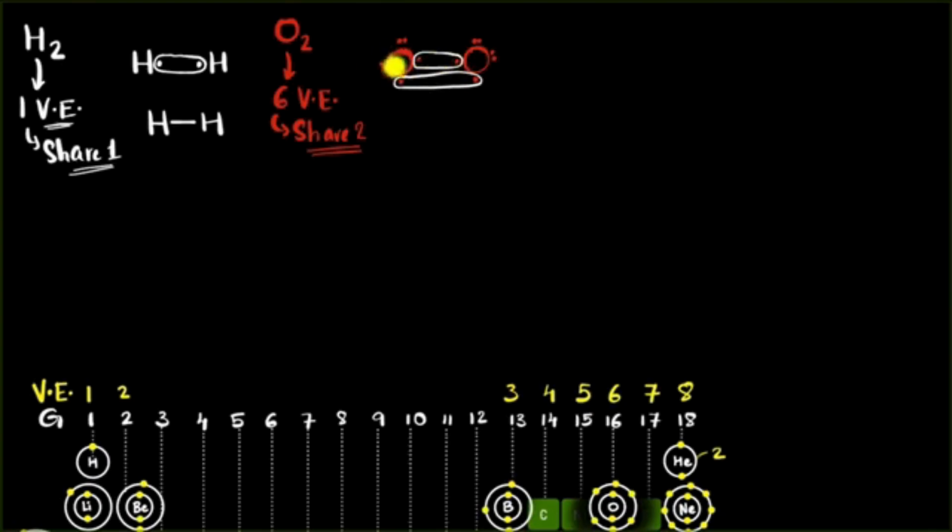Because of this covalent bond, you can count the number of electrons each oxygen has access to now. If you look at this oxygen, it has 1, 2, 3, 4, 5, 6, 7, 8. It has 8 electrons access to it. And this oxygen, 1, 2, 3, 4, 5, 6, 7, 8. It also has 8 electrons access to, and so the octet rule is satisfied.